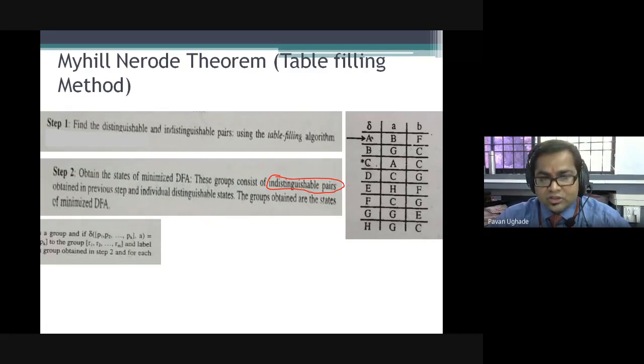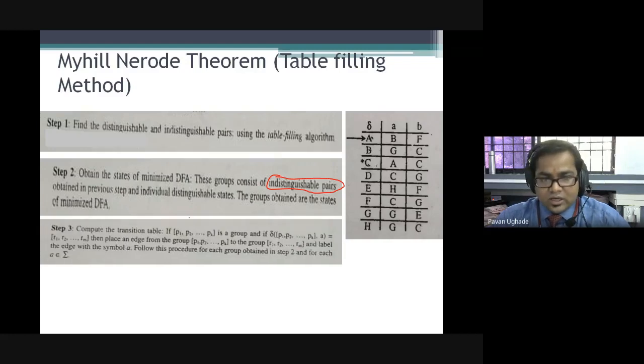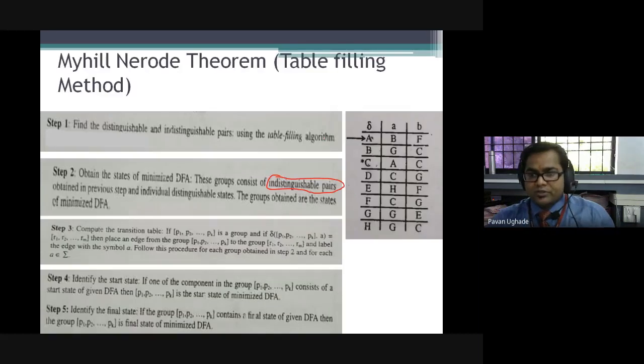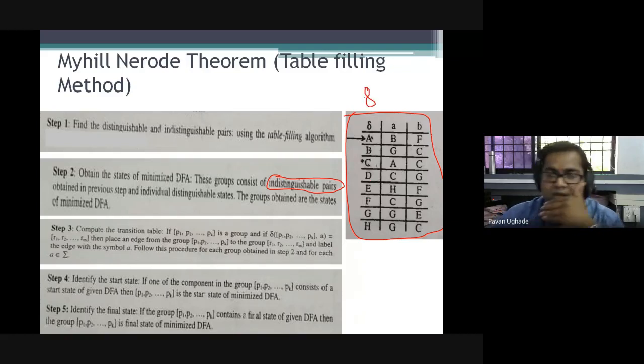Let me take up the third, fourth, and fifth step. It is better if I directly take the example so that you can easily understand. So let me take you to the direct example of this program. I hope you might have noted it down, because we require this problem. This is our program where we are going to minimize this automata. Right now it has 8 states. We'll try to apply this table filling method and get the minimized automata.